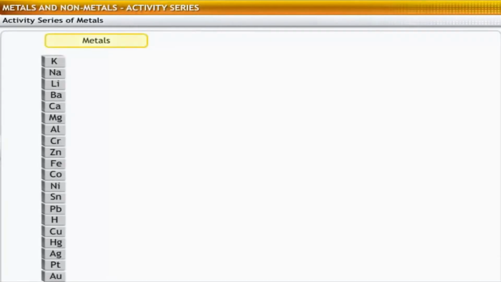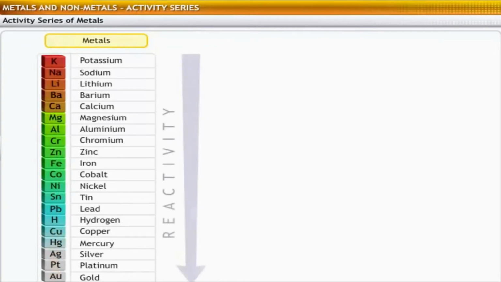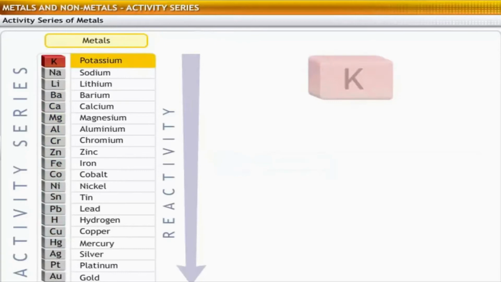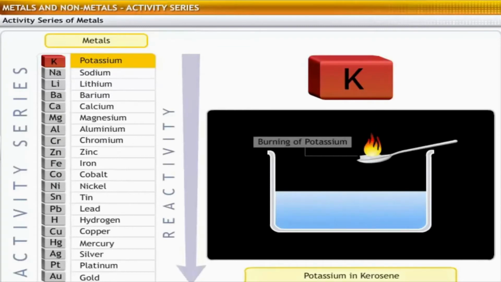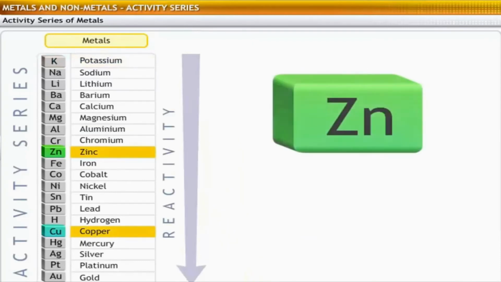To predict the reactions of given metals with other elements, scientists developed a system where metals were arranged in decreasing order of their reactivity. This arrangement of metals is called the activity series of metals. Thus, in this series, the most reactive elements are at the top and the least reactive elements are at the bottom. For example, potassium at the top of the series is the most reactive among all the elements in the series. For any two metals in the series, the metal placed higher in the series can displace the other metal from its salt solution.